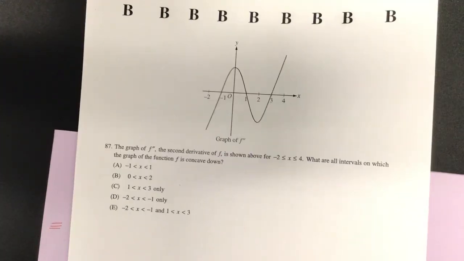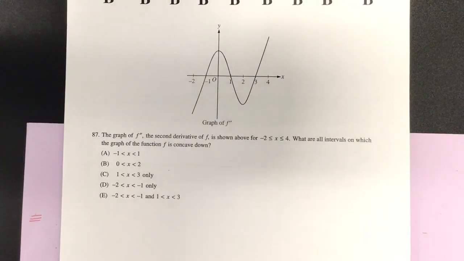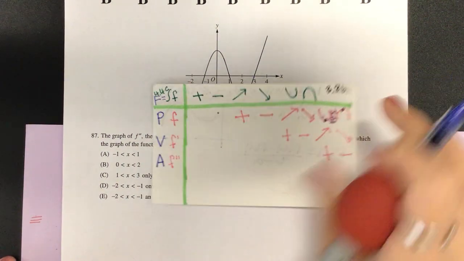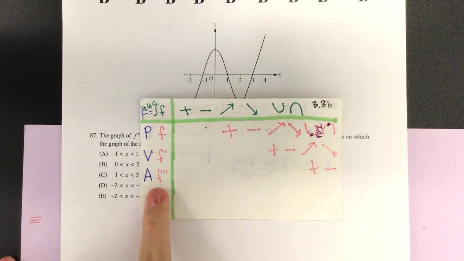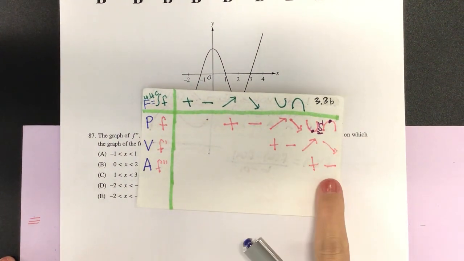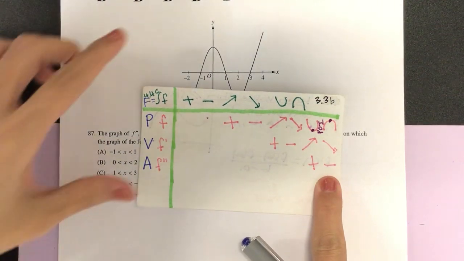Okay, 87. Andrew, let's read. The graph of f double prime, the second derivative of f, is shown above for negative 2 is less than or equal to x, less than or equal to 4. What are all intervals on which the graph of the function f is concave down? Okay, concave down. Let's see what is happening. So I gave you the second derivative, and I'm looking for when it's concave down. So it's concave down when f double prime is what kind of sign? Negative.